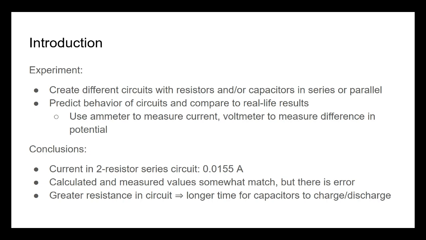Quick conclusion, the current in the two resistor series was about 0.0155 amperes. And in general, this value and others did somewhat match what we expected, but there was error in pretty much every step. And just in general, a greater resistance in a circuit results in a longer time for capacitors to charge and discharge within that circuit.